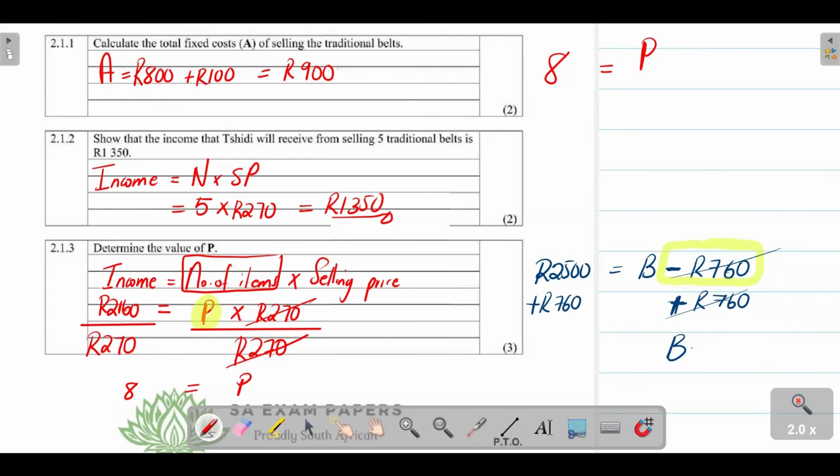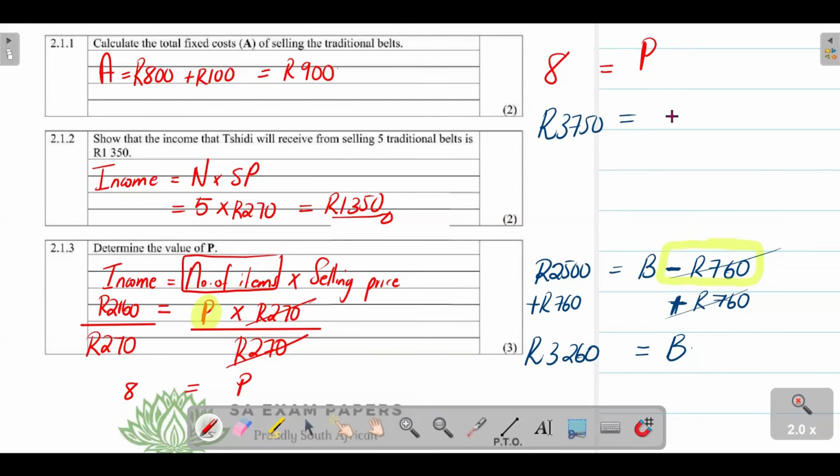It's like saying B plus 0. B plus 0 is B, which is equal to then 2,500 plus 760. This basically gives us 3,260.